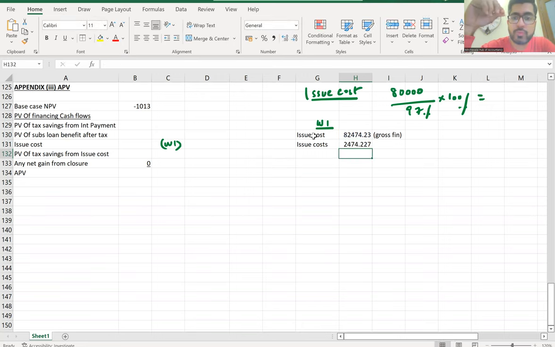So see, if you gross the finance, that 82474 is the gross finance raise. We will raise this finance, and 3% is issue cost, 2474 gone. You are still left with 80,000. Through that, you can invest in the project. Okay.